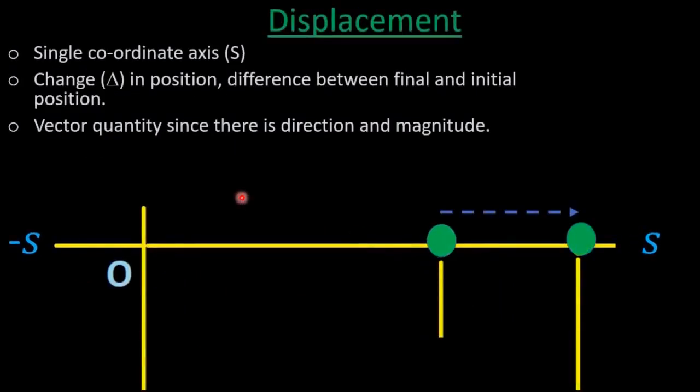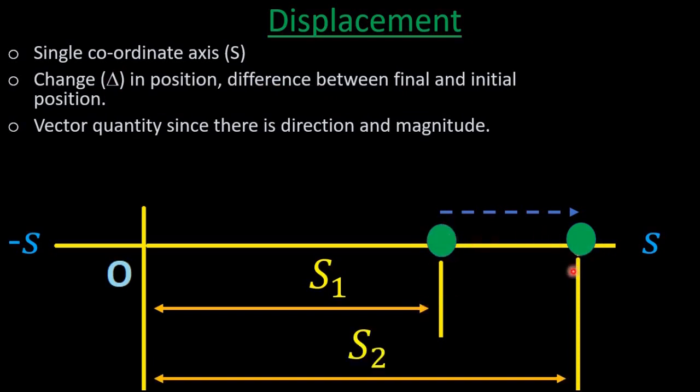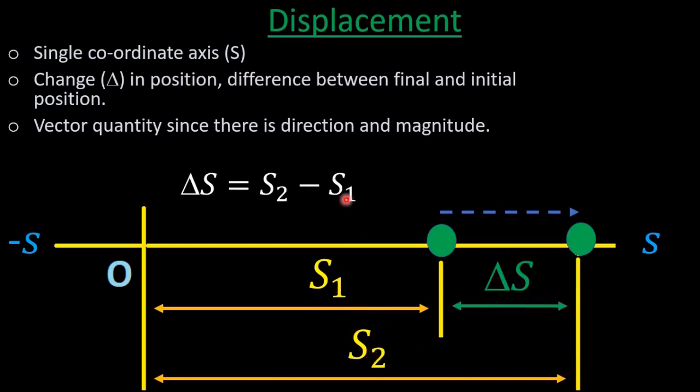Let's have a look at displacement now. Displacement is just the change in position. So the change in position is denoted by delta there. That just means change. It's the difference between the final and initial position. If I say the initial position of this particle was S1 over here, and it's moved from this point to that point, that would mean the final position there I'm going to call S2. So if I find the difference between the positions, the difference between S2 and S1, I get delta S. So to find delta S, I'll just do S2 minus S1, and that will give me delta S.